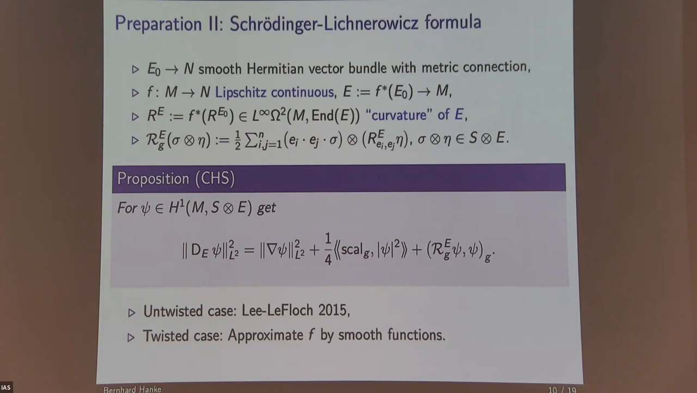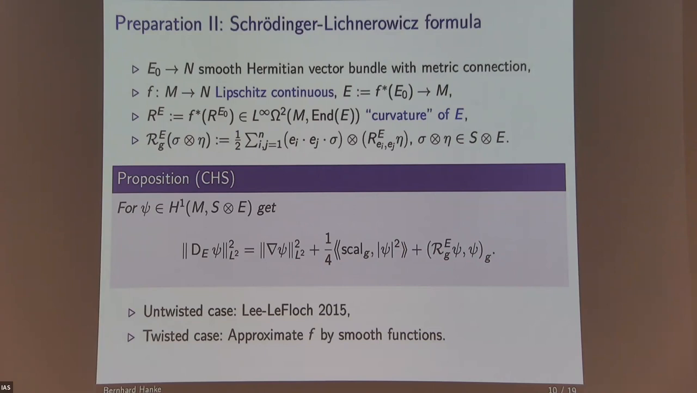We have three different summands. The first one is the L2 norm squared of the covariant derivative. So we have the spinor connection, as I told you before. The second term involves the scalar curvature in the distributional sense, because we are of low regularity, applied to the norm squared of psi. And the last term involves this curvature operator applied to psi, and then we take the inner product with psi.